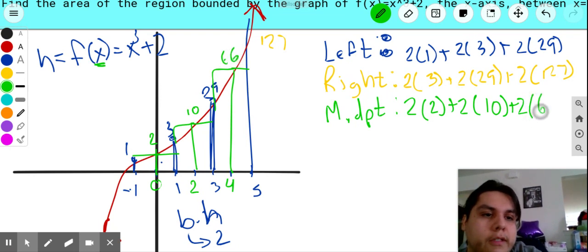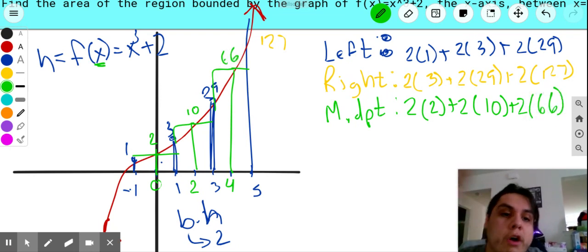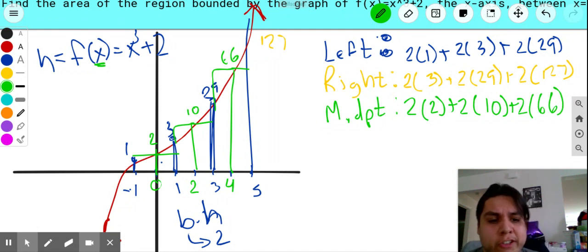2 times 66. And again, for all of these, I'm showing you how to create the formulas because I don't think you need me to show you how to evaluate these estimates for the heights. All right. So if you notice, the midpoint is, in this instance, kind of nice because it has some parts that are under the curve, some parts that are not under the curve. So it's a little bit of a better estimate than the left and the right side. Okay.